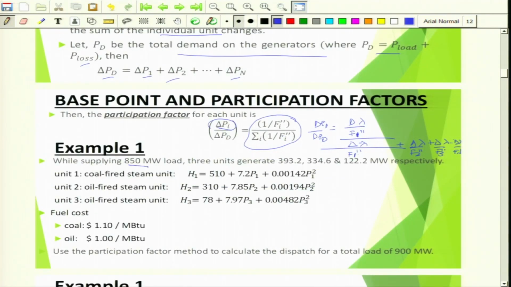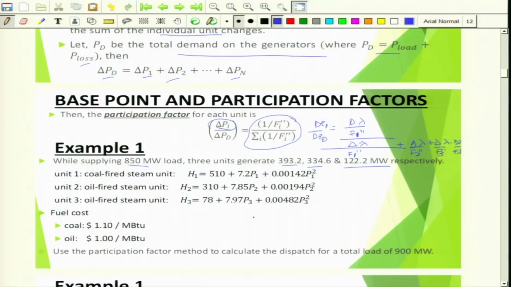Now, let us take an example. While supplying an 850 megawatt load, 3 units generate 393.2, 334.6 and 122.2 megawatt respectively. So, this is the reference value, it has been optimally scheduled. Now, this is the most optimal generator power output, and the heat characteristics and fuel cost are given. It says to use the participation factor method to calculate the dispatch for a total load of 900 megawatt. Now, the load is changed from 850 megawatt to 900 megawatt. Then what is the change in demand from 850 to 900? 50 megawatt, right?